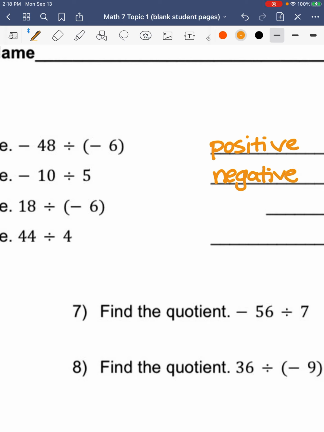Okay, moving on to number 3, we're still doing the same thing, determine if the quotient is positive or negative. And we have 18 divided by negative 6. So positive integer divided by a negative integer. So the signs are different, so my answer is going to be negative. And the last one, we have 44 divided by 4. So hopefully you see that both of those are positive. Because the signs are the same, our quotient is going to also be positive. So remember, whenever the signs are the same, the quotient is positive. Whenever the signs are different, the quotient is negative.